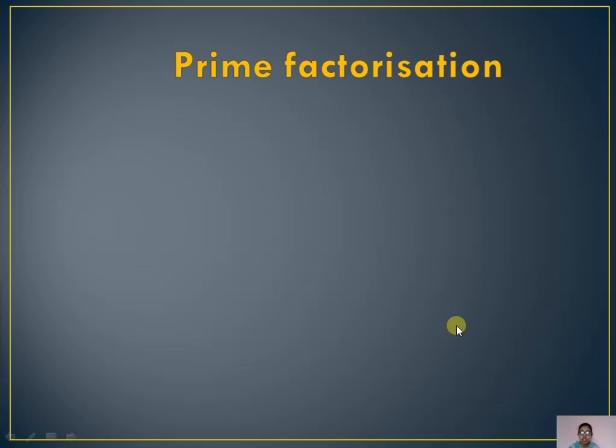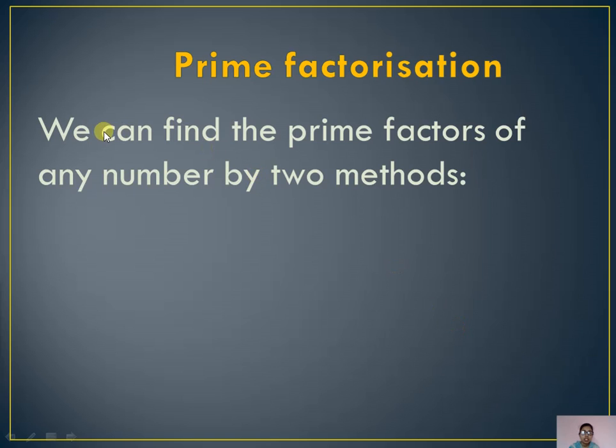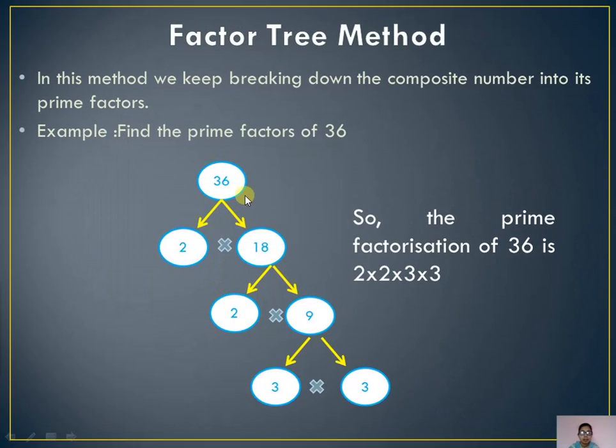Prime factorization. We can find the prime factors of any number by two methods. First method is factor tree method and the second one is division method. Factor tree method. In this method, we keep breaking down the composite numbers into its prime factors.